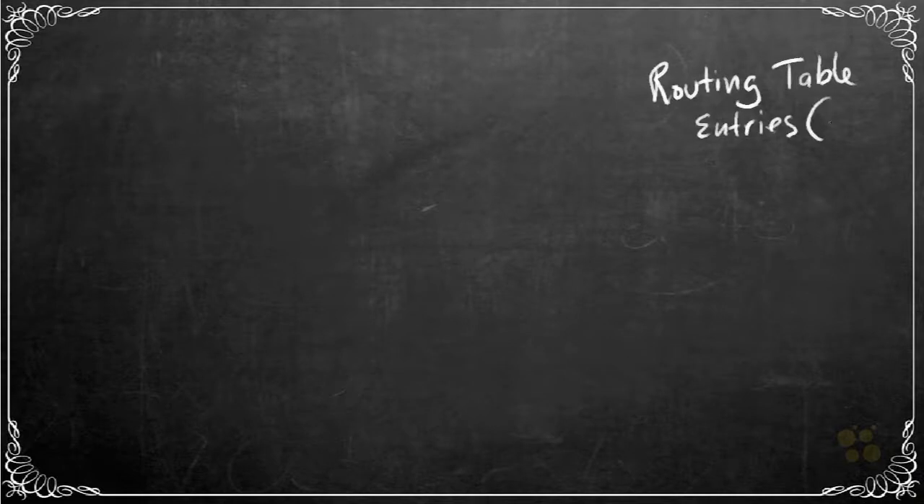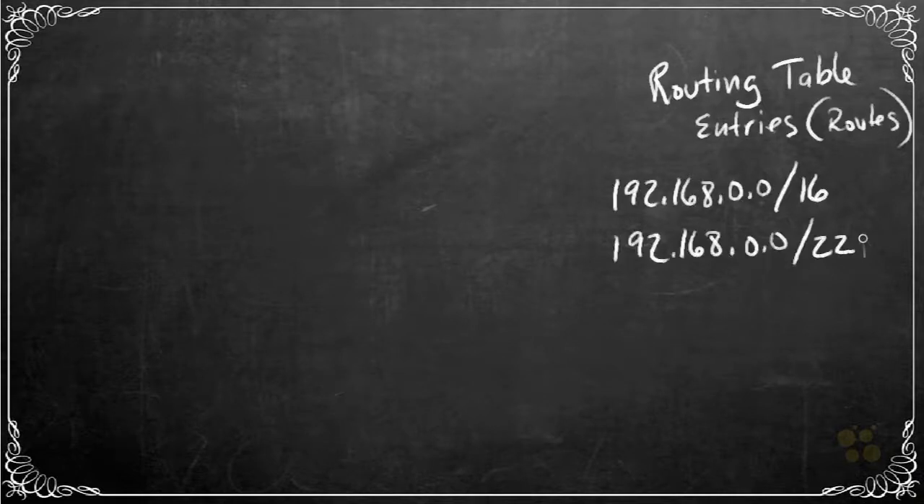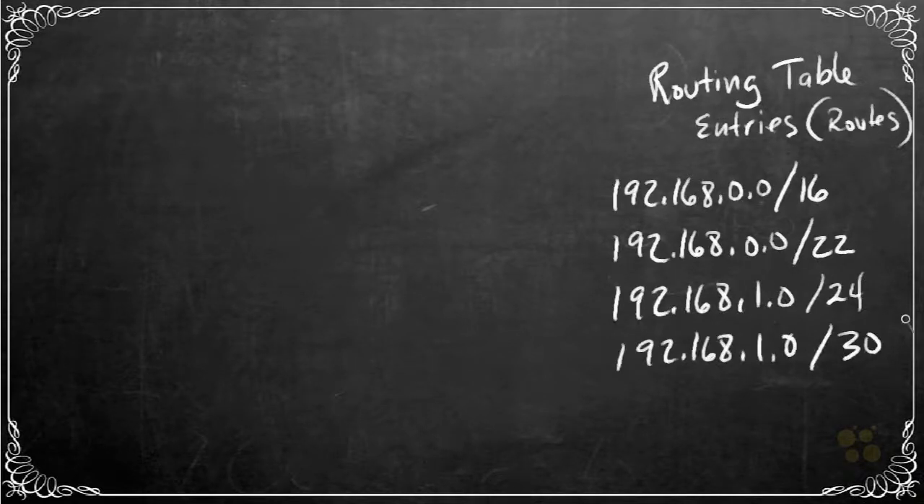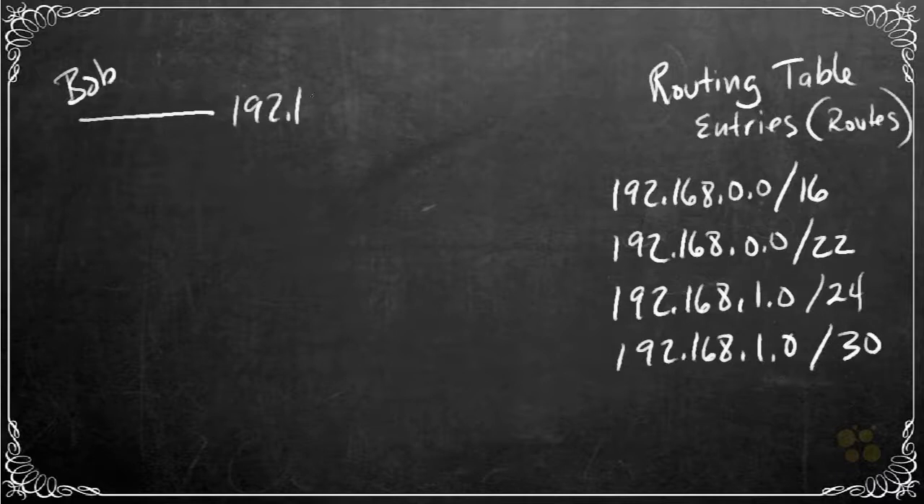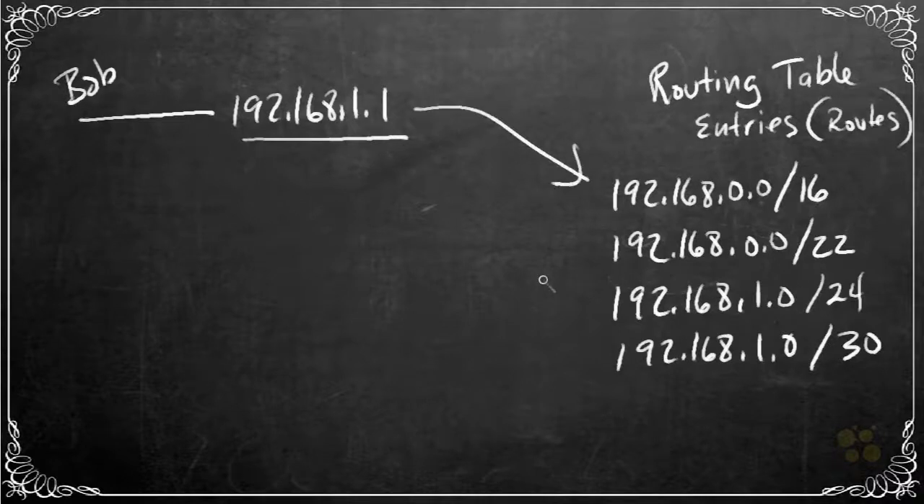So let's imagine we have a router and it has these 4 different networks in its routing table: one with a 16-bit mask, a 22-bit mask, a 24-bit mask, and a 30-bit mask. Because these are all different network lengths, these are all considered separate or individual routes in the routing table. So if we have Bob, the user, and Bob does a ping out to 192.168.1.1, that's the destination address. When that packet enters the router, it has all this information on how to forward packets.